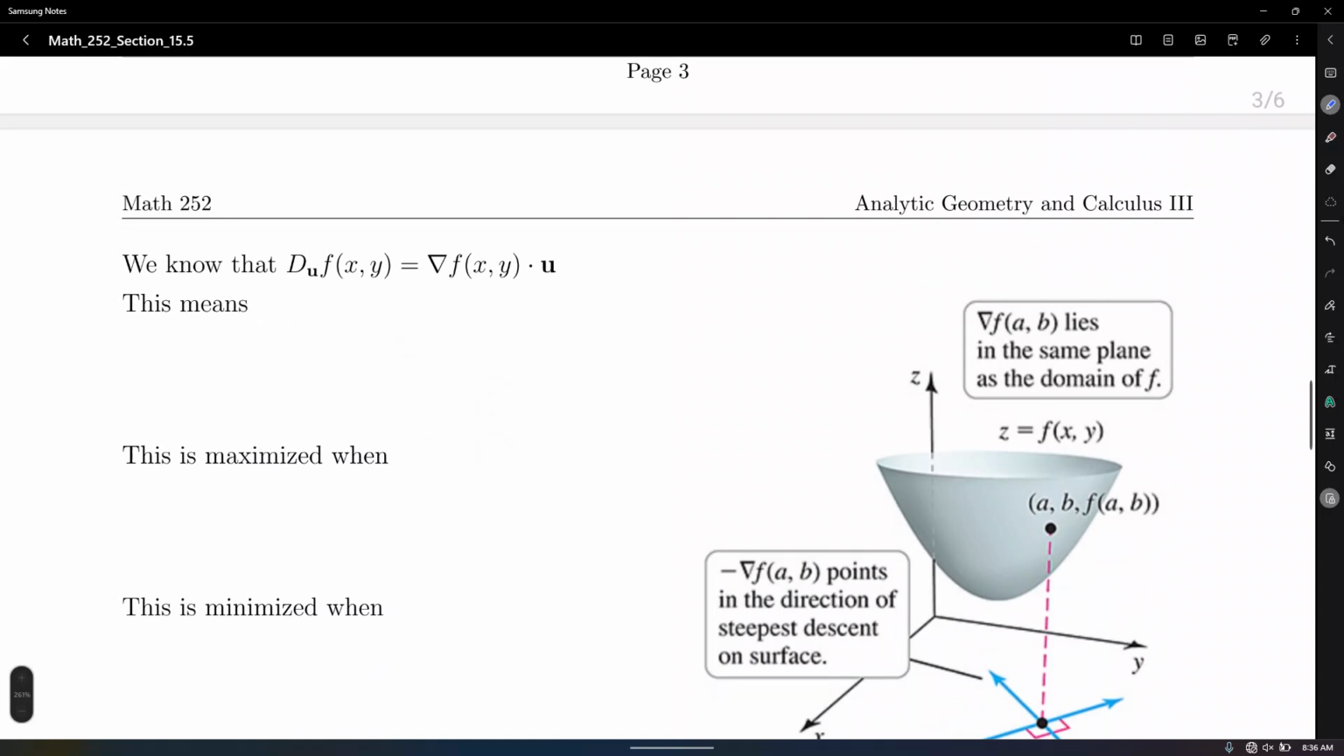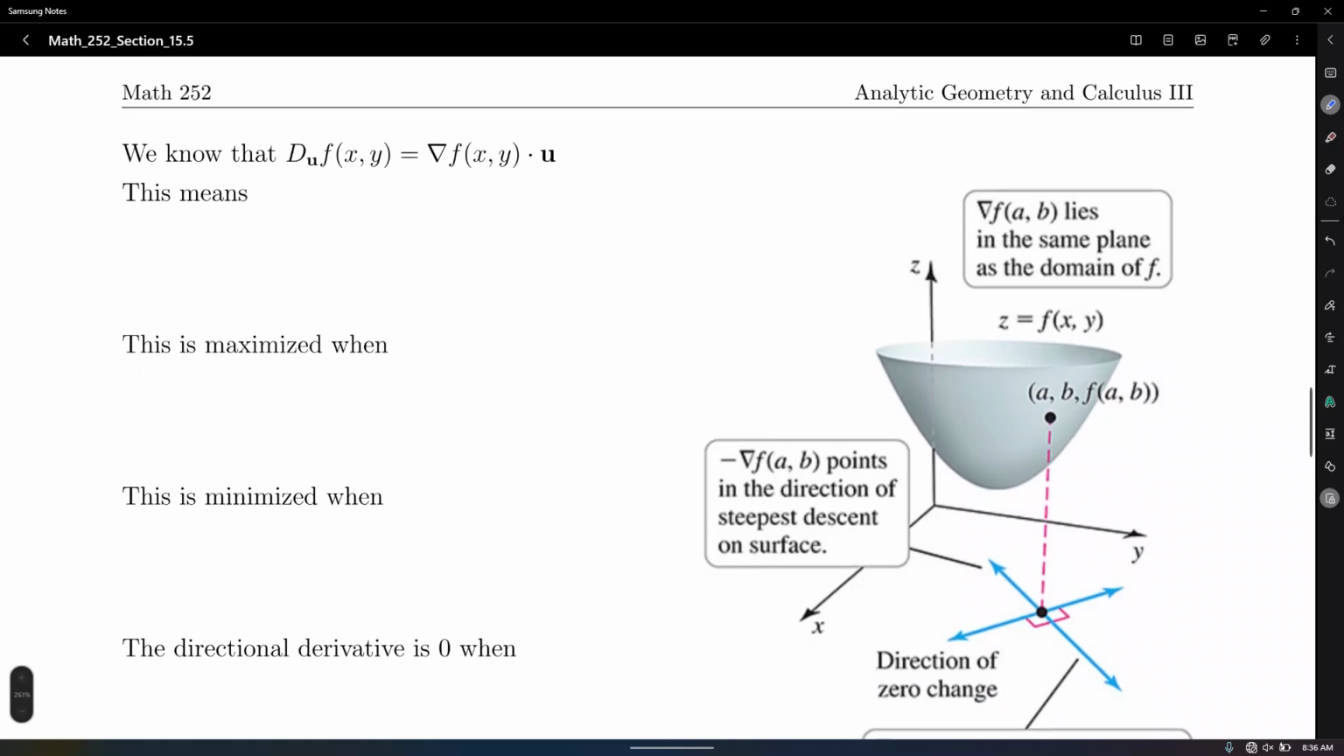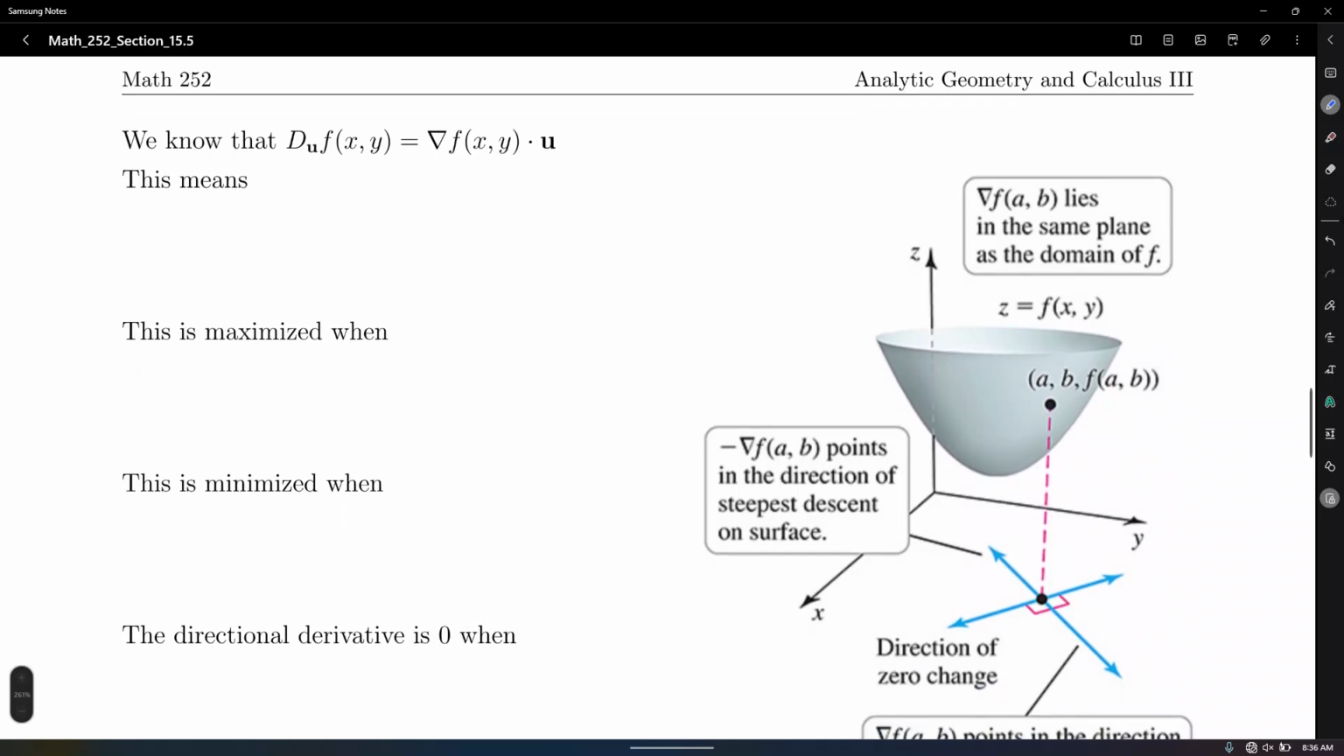Well, let's have a look at this. So we have this surface right here, and notice I'm choosing a point on this surface, the point (a, b), with whatever z value is on the surface, this point right there. I wish I had an upside down parabola instead, that would work better, but anyway. And you might wonder, what are these arrows here?